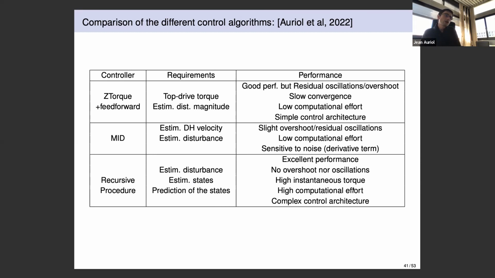The MID can be much better, but it's sensitive to noise, and it presents a slight overshoot. Finally, the recursive procedure presents excellent performance in simulation, but it has a high computational effort and high instantaneous torque with a complex control architecture.